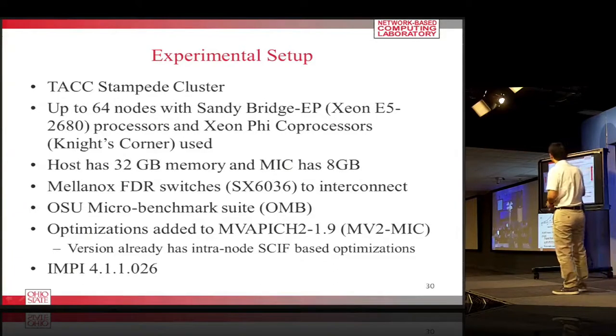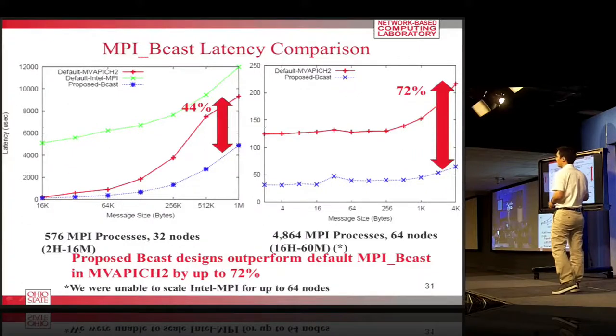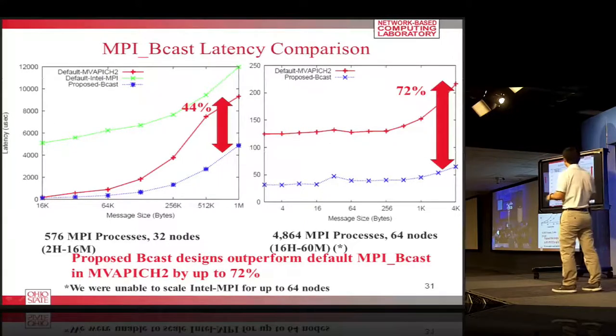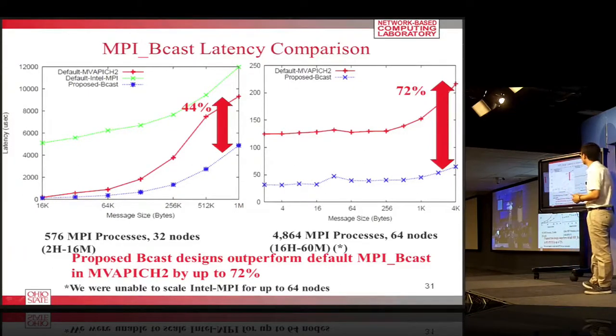So in the left graph, we show there's 32 nodes, and there are 2 MPI processes on the host and 16 processes on the MIC. So we can see our proposed design can show 44% improvement.